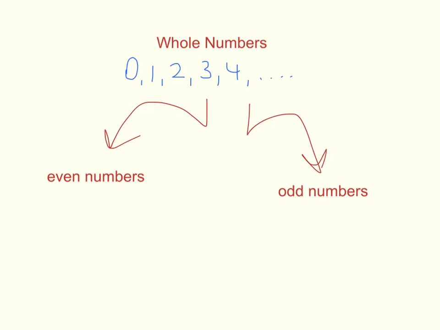Now let's recall what whole numbers are. Well, they are the numbers starting from 0, 1, 2, 3, 4, and it goes up to infinity. There are infinitely many whole numbers. Now we can classify them as even numbers and odd numbers, where the even numbers are the numbers ending with 0, 2, 4, 6, and 8, whereas odd numbers are the numbers ending with 1, 3, 5, 7, and 9.